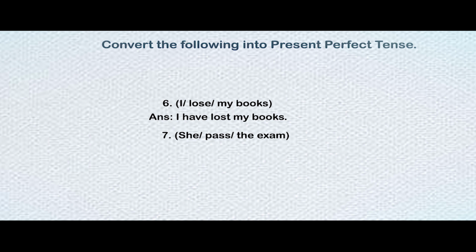Number 7, "she passed the exam." Again, can you remember the rule here? Subject plus have or has plus the past participle form of the verb. When we apply this rule, "she has passed the exam" is the present perfect tense. Now, having done this activity, I hope you are clear with present perfect tense and its usage, and very aware of its rules.